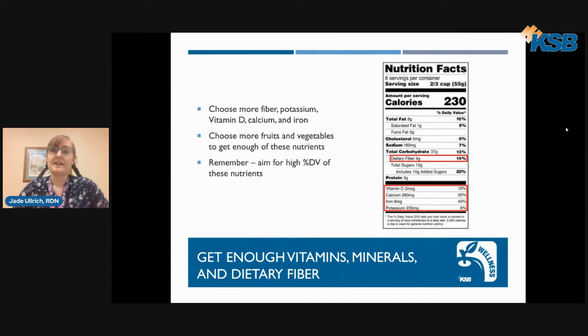Next, you want to make sure you're getting enough vitamins, minerals, and dietary fiber. It's important to choose more fiber, potassium, vitamin D, calcium, and iron to maintain good health and reduce your risk of certain health problems such as osteoporosis, anemia, and several others. To do this, choose more fruits and vegetables to get enough of these nutrients. And remember to aim for a high percent daily value of these nutrients.